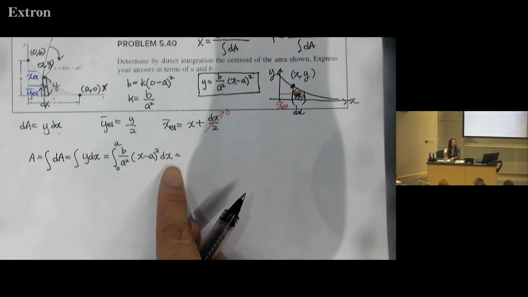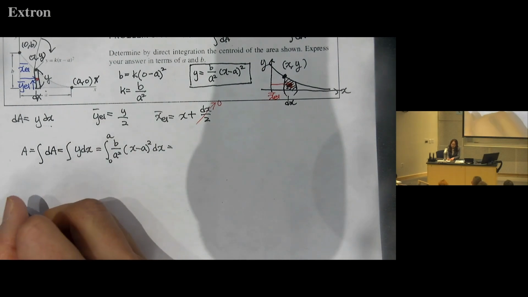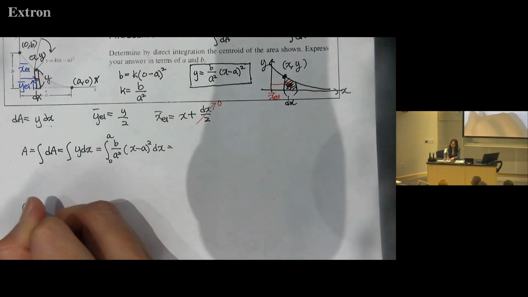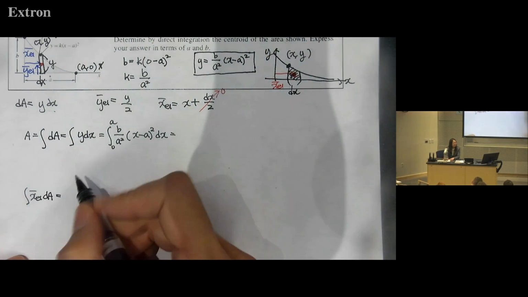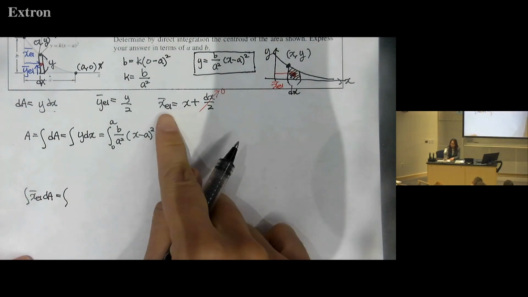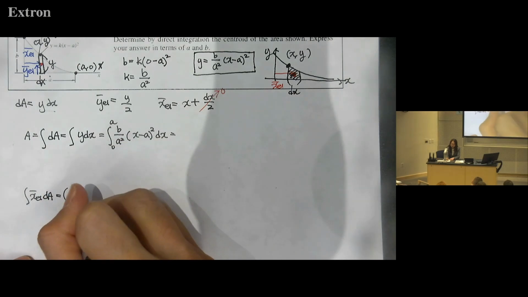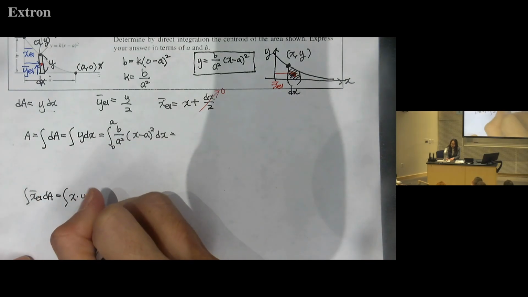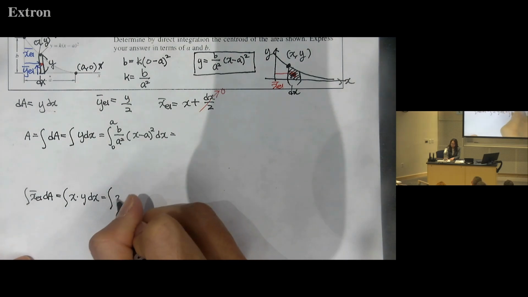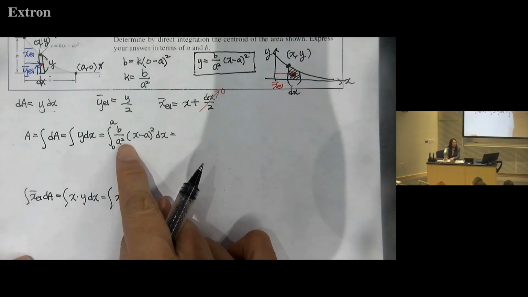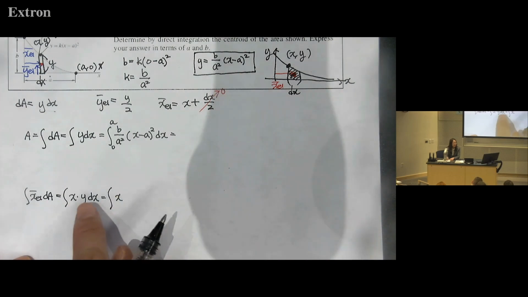Okay, so that is the first integration you will solve. And the second one, x bar L dA. So x bar L is just x, we'll use x. And then dA is y dx. Right? So I may substitute this one here.